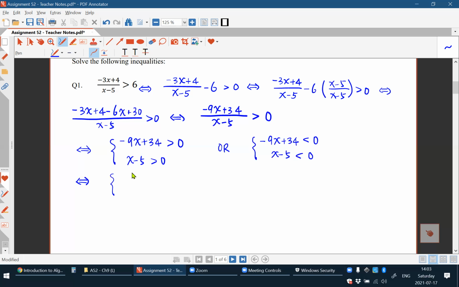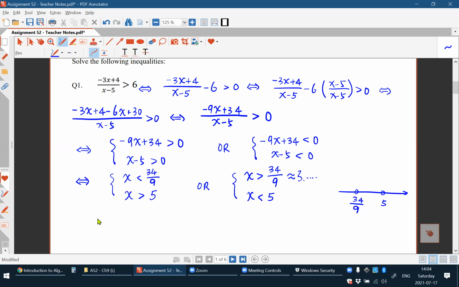For the first case, we can get x is smaller than 34 over 9. And x must also be greater than 5. Or second case, first x should be greater than 34 over 9. And x is also smaller than 5, right? And next step, we need to compare the two numbers here to decide which number is greater. So 34 over 9 is about 3 point something, right? So of course, 5 is here. If 5 is here, 34 over 9 is here, right?